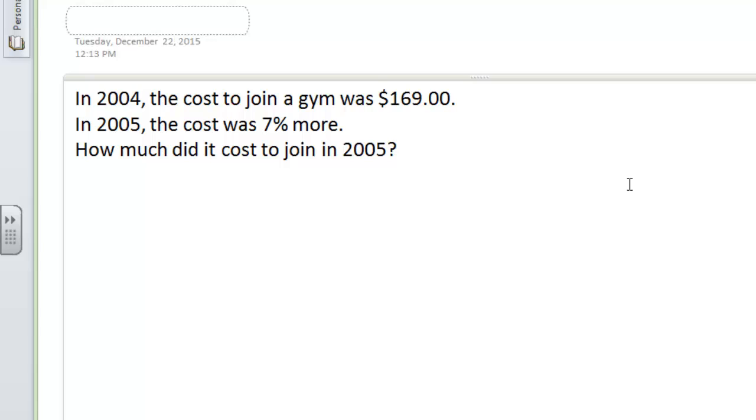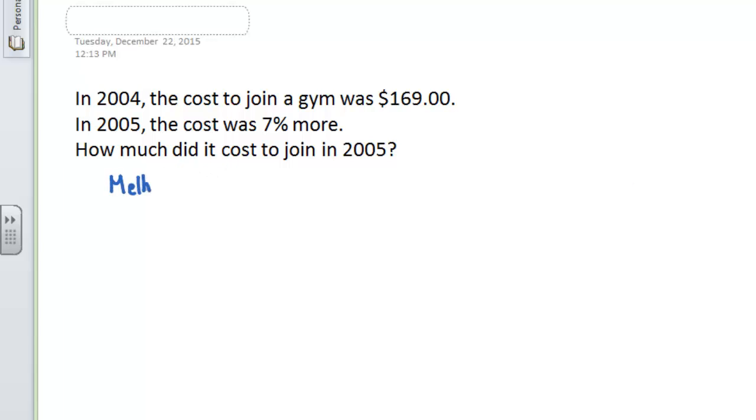So I will go to the same question and type method 2. Method 2, the same question. In 2004, I have 169. In 2005, I have 7% more. Let's calculate what the meaning of 7% more in 2005. So 2004, again, the cost is $169. In 2005, they are saying there is 7% more. What is the meaning of 7% more?